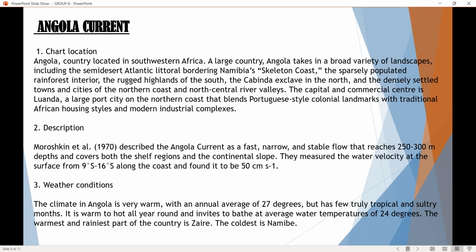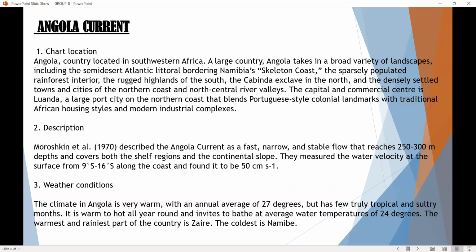Number two, description. Moroshkin et al. in 1970 described the Angola Current as a fast, narrow, and stable flow that reaches 250 to 300 meters depth and covers both the shelf regions and the continental slope. They measured the water velocity at the surface from 9 degrees S to 16 degrees S along the coast and found it to be 50 centimeters per second.